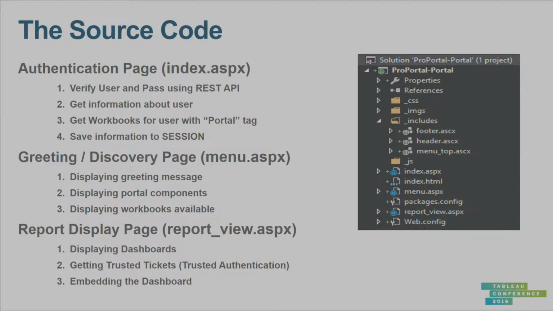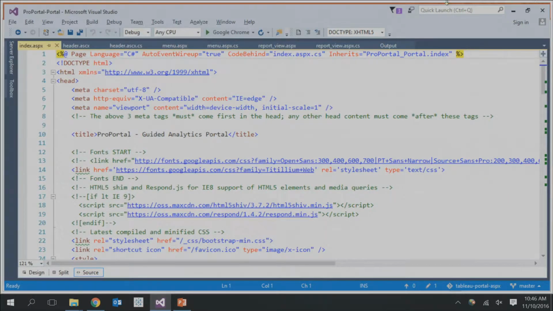And then when they select one of the items from that greeting and discovery page, they're going to be taken to the report display page, which is going to actually show the report. So it's simple. It's three different main components. A portal can be expanded from here, but these are the main things that we do: help people discover content with the menu and then view it with the report. So with that, I'm going to jump over into Visual Studio.